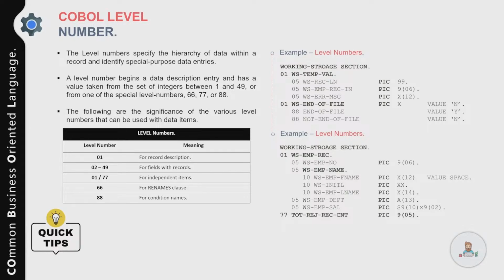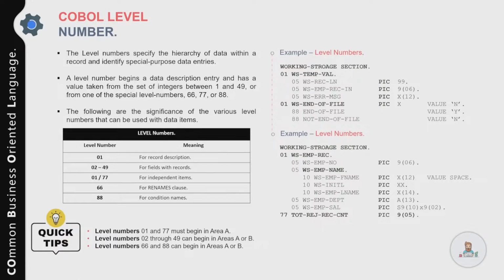So finally, before we move to our next section, here's a quick tip. First and foremost, level numbers 01 and 77 must always begin in Area A. Level numbers 02 through 49 can begin in Area A or B. Level numbers 66 and 88 can also begin in Area A or B depending on how exactly you're defining these variables in your COBOL program.